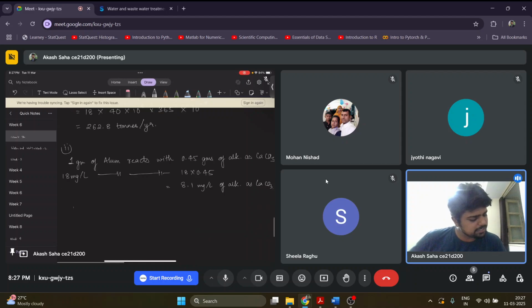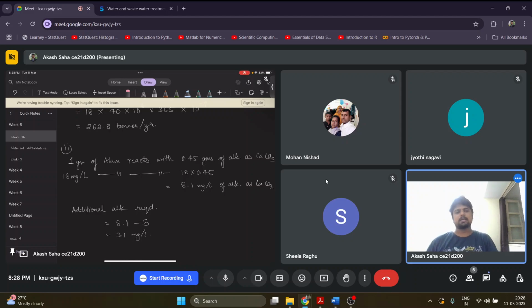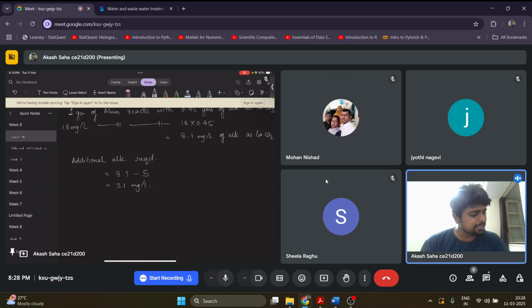So what is the additional alkalinity required? In the system we already have 5, and we need 8.1. So 8.1 minus 5, that means 3.1 milligram per liter of alkalinity is required additionally. Now this is required as CaCO3.